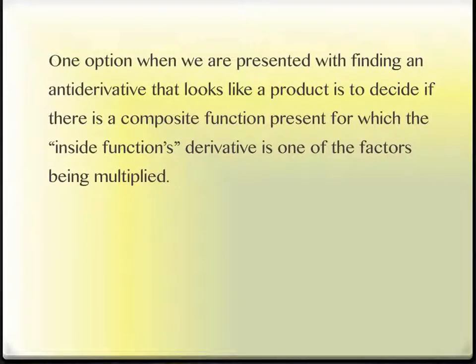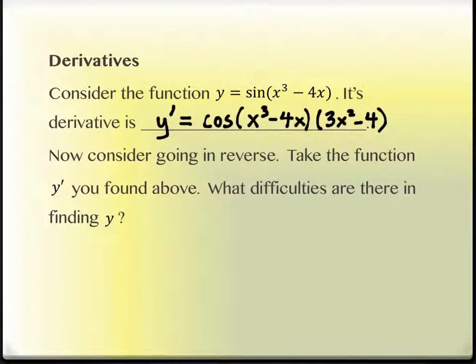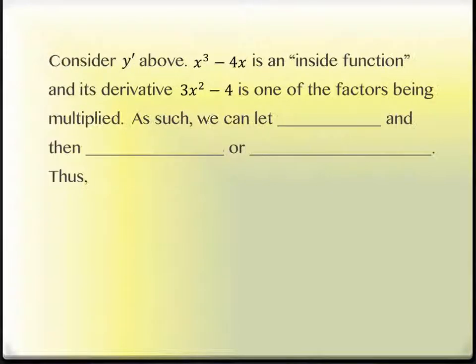So one option when we're presented with finding an antiderivative that looks like this is to decide if there is a piece of it that looks like if you took the derivative, it'd be the other piece. Okay, yeah, I said that right. If the derivative is the other piece. So in particular, let me go back to the one we just looked at. We can identify, hopefully, that this piece and this piece have this relationship that one of them is the derivative of the other one, right? Okay, that's the kind of functions in particular that are going to work with this method that we're looking at today. It's where one piece of it is the derivative of the other piece.